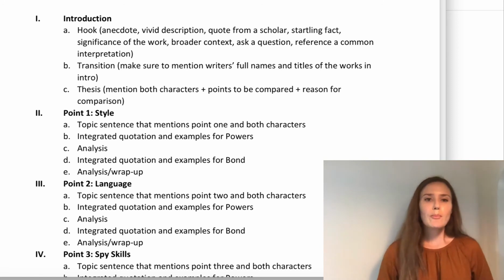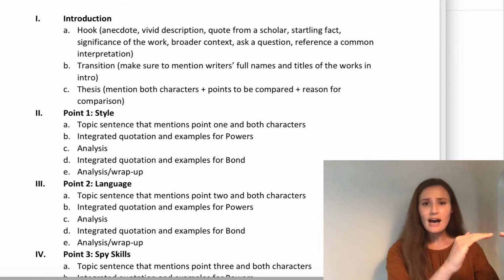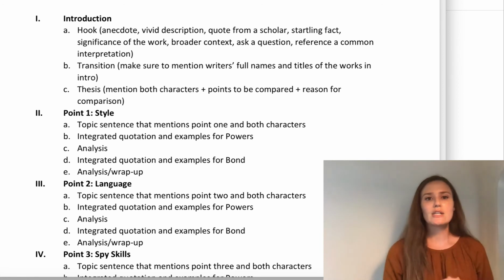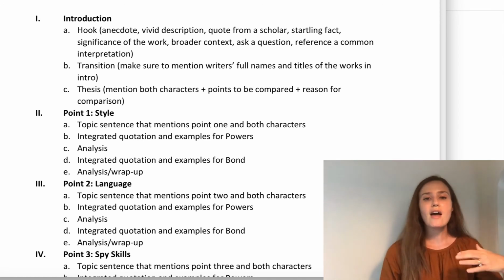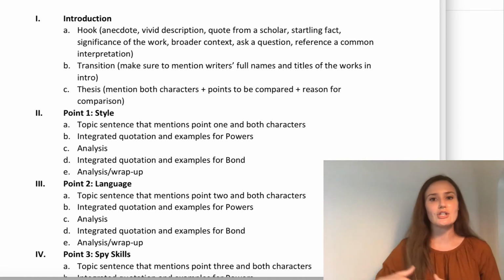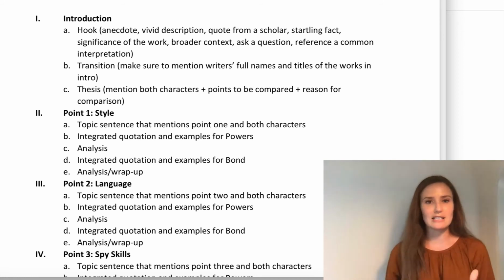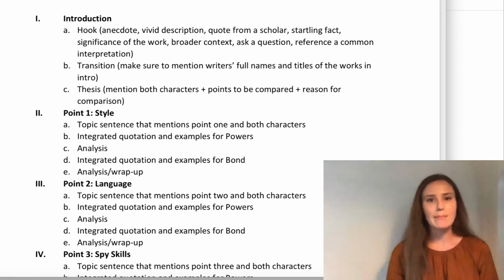So point 1 is style. I would have a topic sentence that mentions style for both characters. So I'd have an integrated quotation that gives me one example for Austin Powers, so an integrated quote from the movie, then lots of analysis, then I'd have an integrated quote for Bond, followed by lots of analysis and some sort of wrap-up sentence.